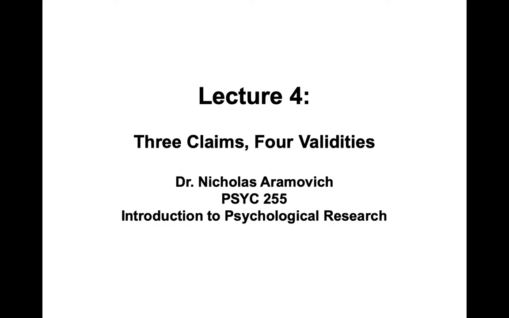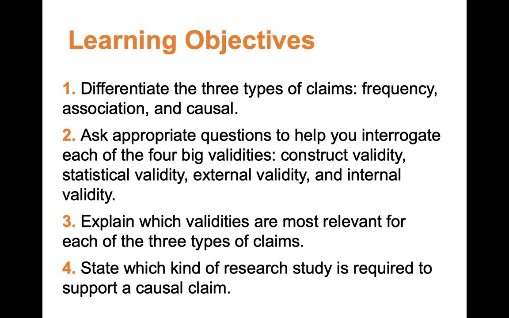All right, welcome back. This is lecture 4 on 3 claims, 4 validities. This is going to review Morling chapter 3 from the textbook. After listening to this lecture, you should be able to differentiate the 3 types of claims: frequency, association, and causal. Ask appropriate questions to help you interrogate each of the 4 big validities.